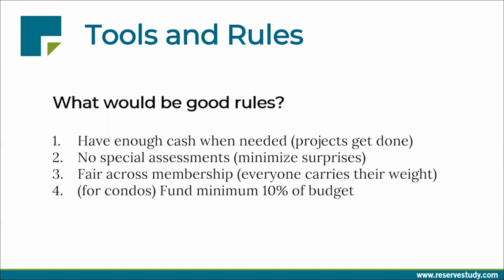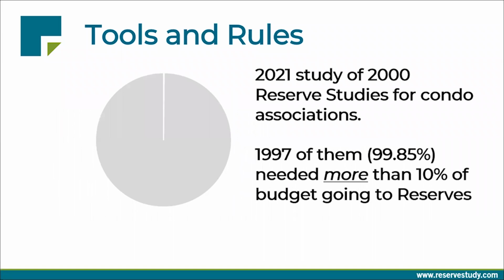Now, the fourth one, and this is for condos, a good rule is to fund minimum 10% of budget towards reserves. Now, that comes from FHA requirements. It's been adopted by Fannie Mae, Freddie Mac pretty much. And so your owners are going to get more favorable mortgage terms if the lenders can see that you're setting aside a minimum of 10% of budget. So that's just plain in the best interest of your owners. That's going to help your sales prices. And you may be scratching your head about that, but let me show you this chart.